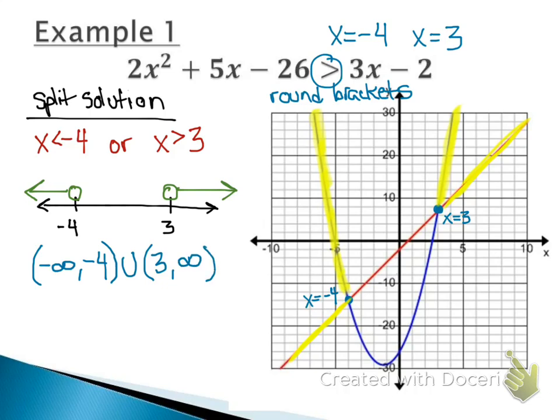Make sure not to forget the U that goes in between those two sets of brackets. That shows that even though we have two separate parts of our solution, the solution is all for the same starting inequality.